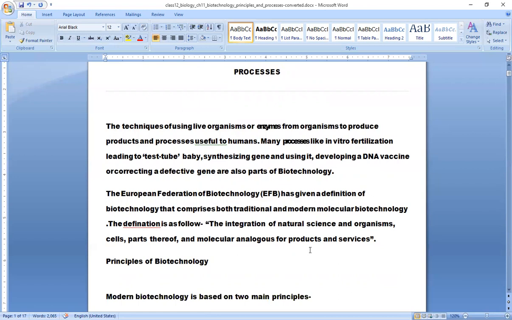So the definition which is given over here says that it is the integration of natural science and organisms, cells, parts thereof and molecular analogues for products and services, right? So here the integration of natural science means the normal science which includes the different types of organisms, the cells, the parts thereof and the molecular basis, right? That is, the molecular levels are also studied with the help of biotechnology. Molecular biotechnology deals with the molecular basis of the organism, right?